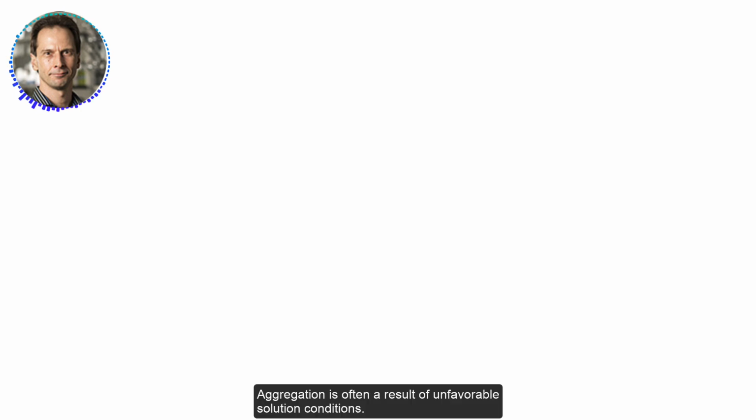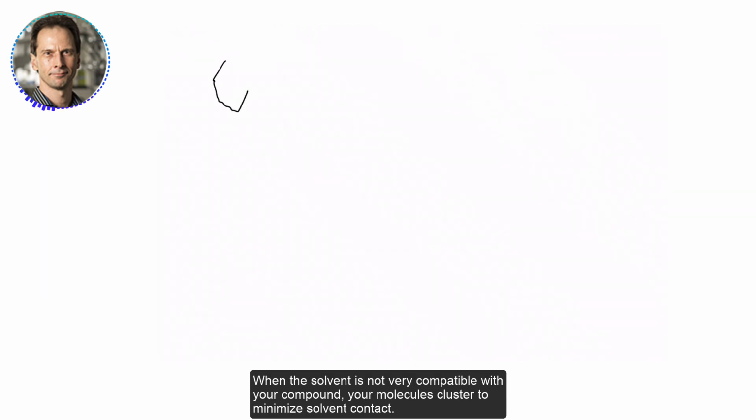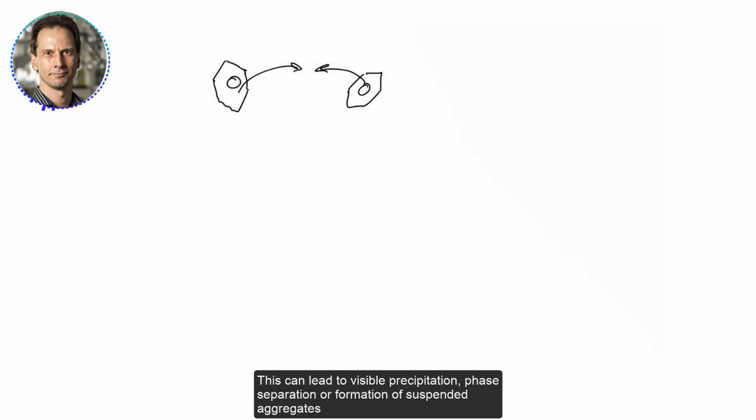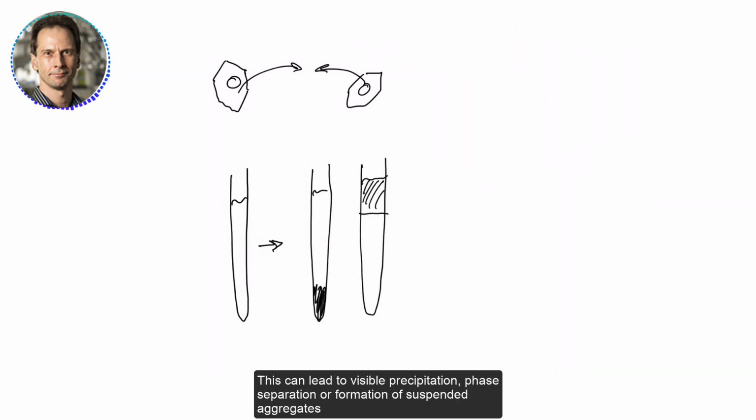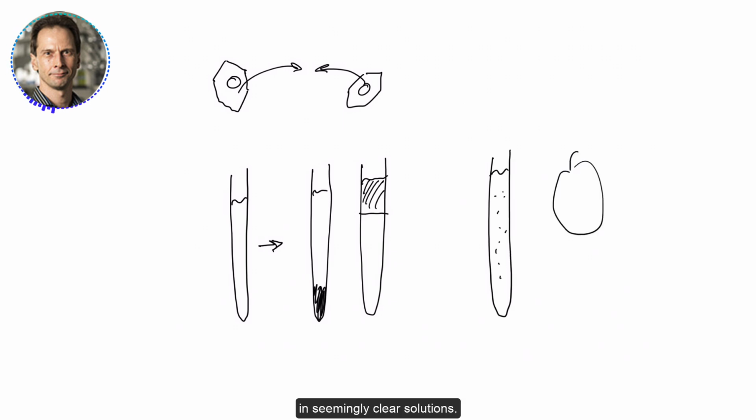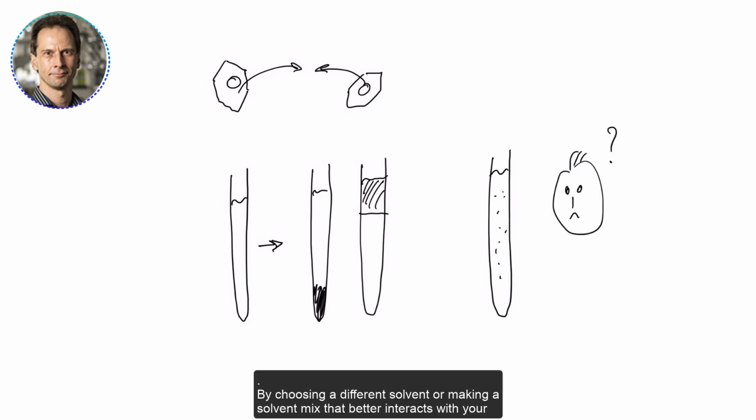Aggregation is often a result of unfavorable solution conditions. When the solvent is not very compatible with your compound, your molecules cluster to minimize solvent contact. This can lead to visible precipitation, phase separation, or formation of suspended aggregates in seemingly clear solution.